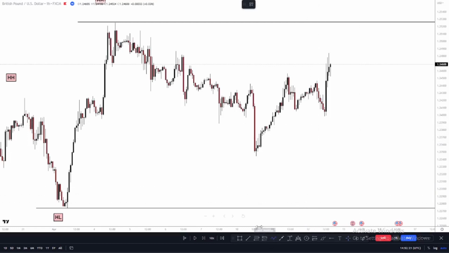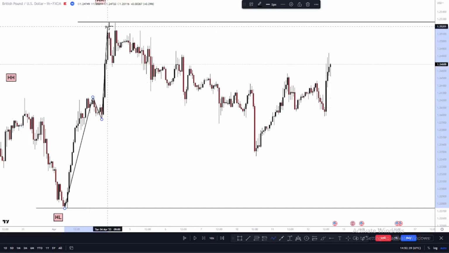So now let's identify our H1 market structure. Starting from here, we can see price made this higher high, created this higher low, went back up to create this higher high, came back down, went back up, created a double top. Why isn't this considered a higher high? Because price never closed above its previous higher high. So this remains our H1 higher high.